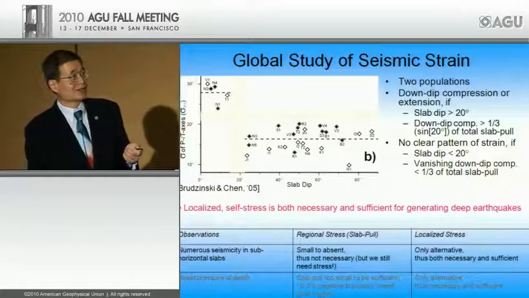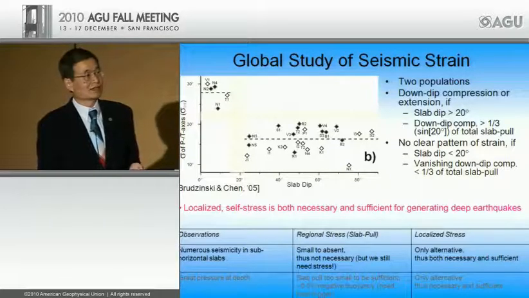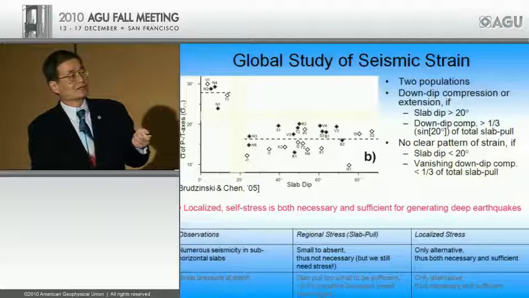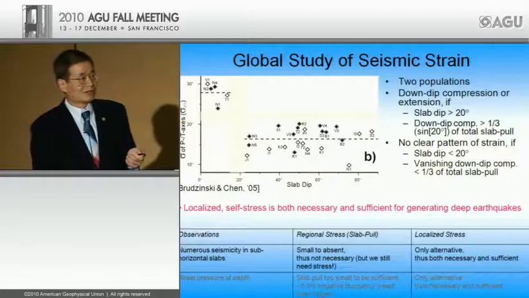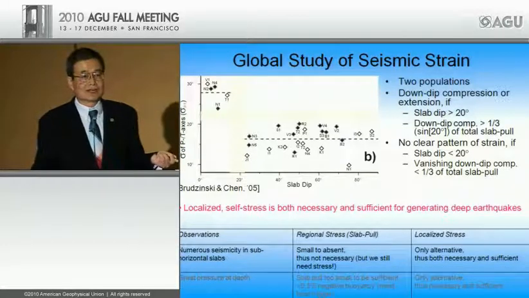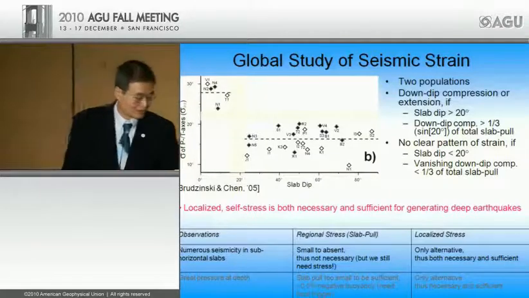So the conclusion here is really that localized self-stress is both necessary and sufficient for generating deep earthquakes. Well, how does this really work? Look, there are a lot of earthquakes, some very large, in subhorizontal slabs, and there is no regional stress to speak of. But we still need stress to cause earthquakes. And what else is there? There has to be a local source of stress. No stress is not an option.